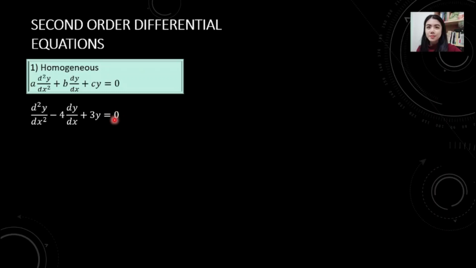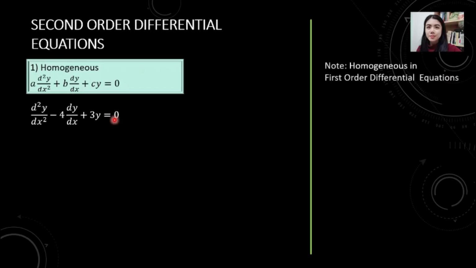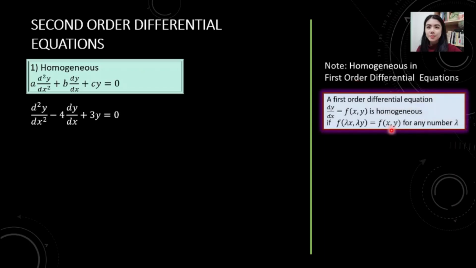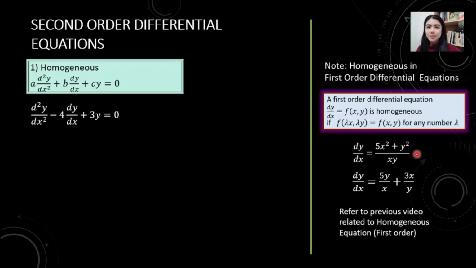But if we recall what you have learned in the previous topic, we also have homogeneous equations, but that is the homogeneous equation in the first order. So they have the same name. You have homogeneous in first order, and you also have homogeneous in second order. But the homogeneous in the first order has to satisfy these conditions. Examples for the homogeneous in the first order, you can have this one and this one. For details about the homogeneous in the first order, you can refer to the previous video.